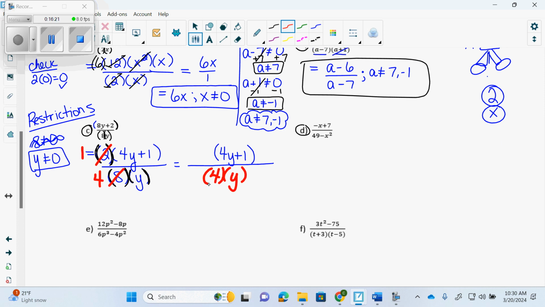This is where the issue lies. I get people canceling this 4y off with that 4y. Are we allowed to do that? Snowball, snowball, human. Can't do that. Okay? So you can only do snowballs for snowballs, humans for humans. So this is done. And then I follow behind with restrictions. Y can't equal 0. Answer.